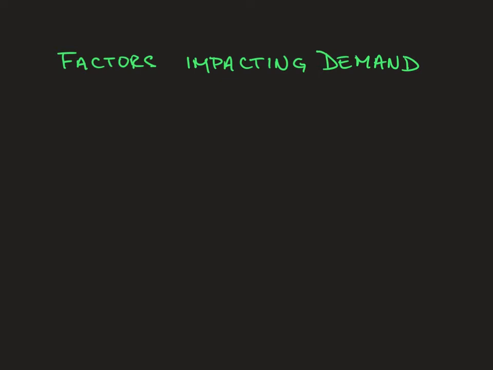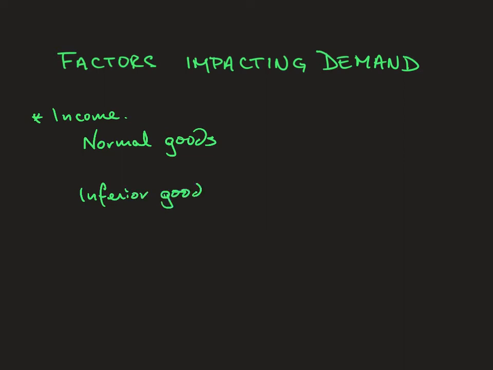Okay, first of these factors is income. And income could work in one of two ways. Some goods we classify as normal goods, and some we classify as inferior goods. Okay. Normal goods are ones where as your income rises, demand increases.